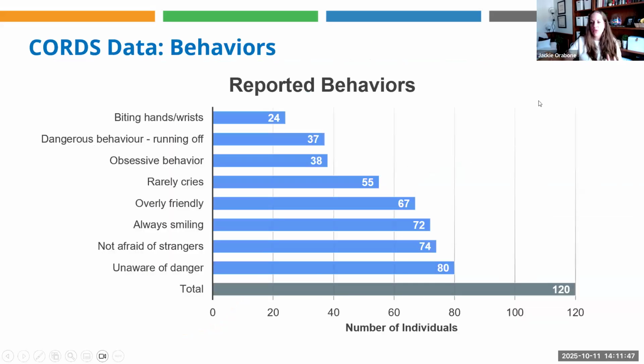And then as far as reported behaviors, this is looking at 120 individuals, and the most commonly reported behaviors in them are, 24 reported biting of hands or wrists, and then we start increasing in terms of dangerous behavior, including running off and some obsessive behavior, rarely crying, overly friendly, always smiling, not afraid of strangers, and unaware of danger. Those are in larger percentages of this total population.